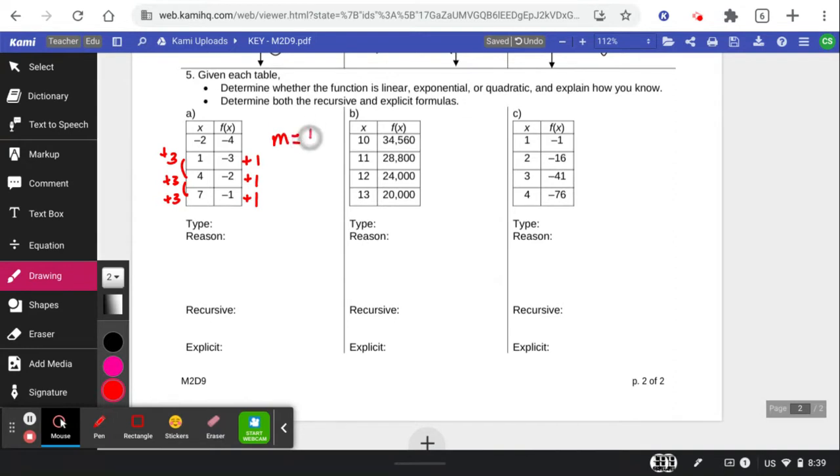Our slope is 1/3, and it's not multiplying by a third, it's adding 1/3. So the type is linear because it has a constant first difference.